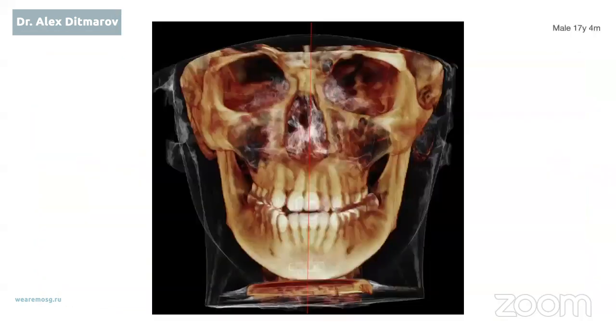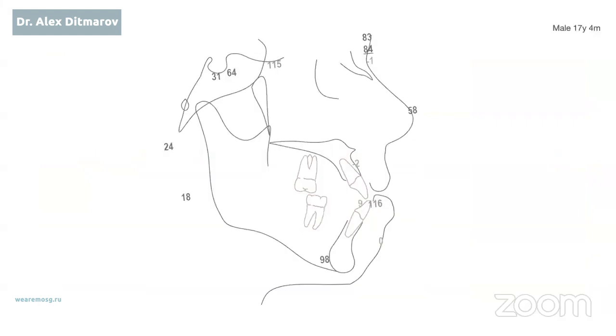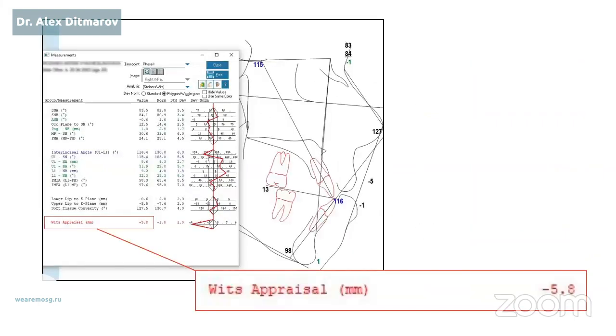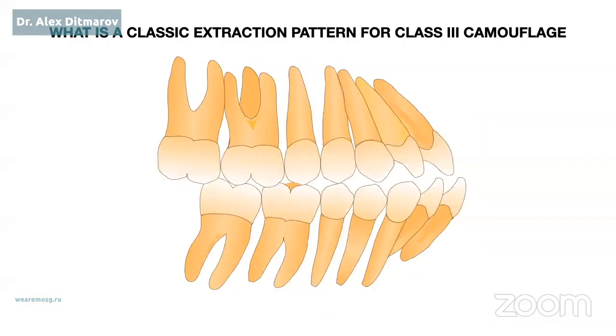So before we delve into the treatment itself, I want to go back to very basics. What is the classic extraction pattern for class 3 camouflage cases when there is crowding? This is a question for you.